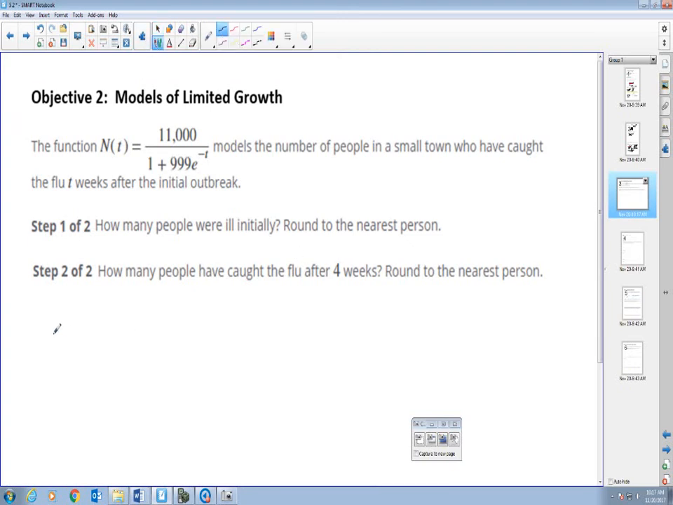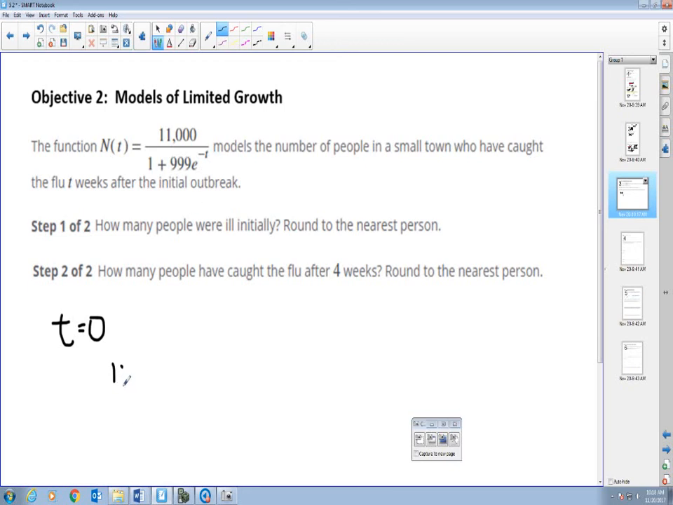So that means initial time must be 0, because that's when the outbreak begins. When they first begin, the number of weeks is 0 weeks. Because if you say initial is 1, that's actually referring to 1 week after the initial outbreak. So for the initial outbreak, the time is 0. So again, using the base e here, I'm going to put 0 where that time is.